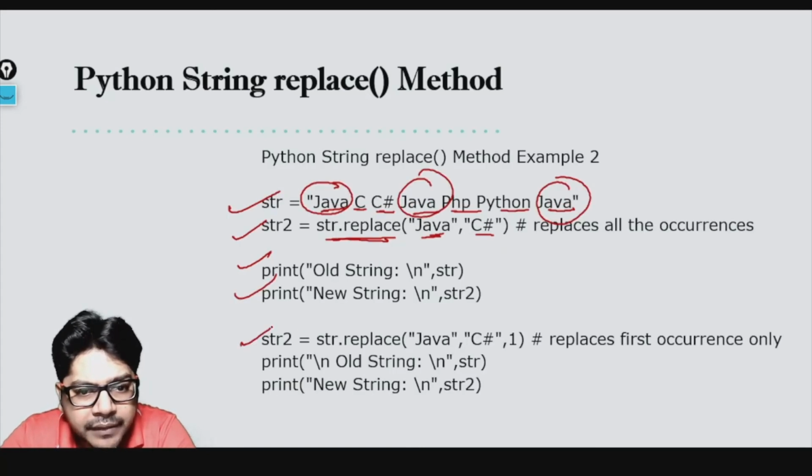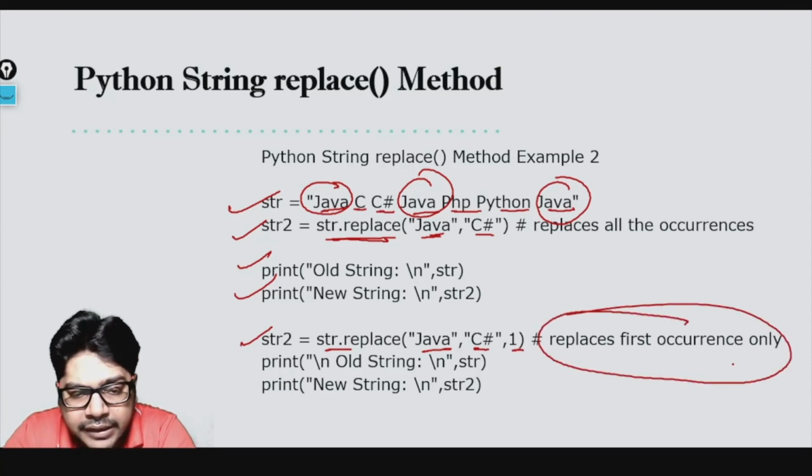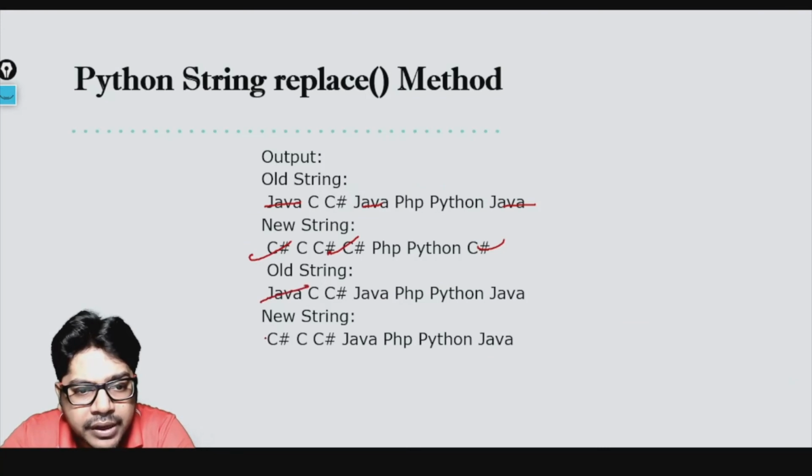Another example that we have: str2 is equal to str dot replace Java, comma, C sharp, comma 1. So it replaces only the first occurrence. And in the second example, you see only the first occurrence has been replaced. The rest of the Java is there as it is.